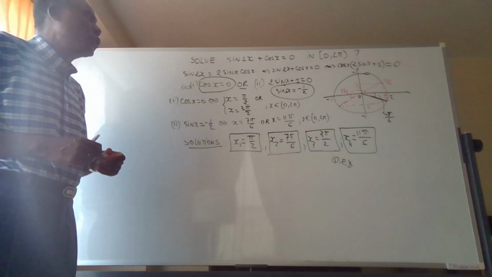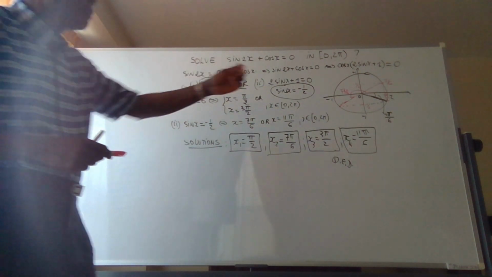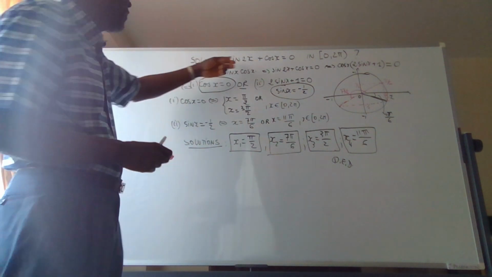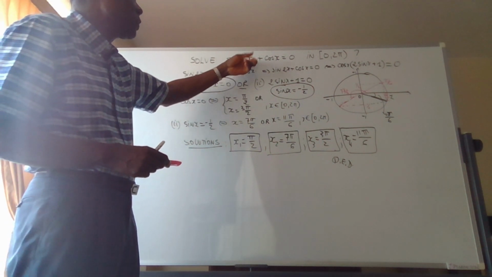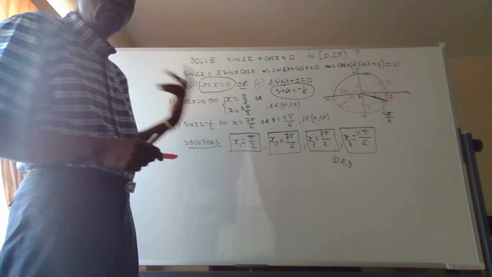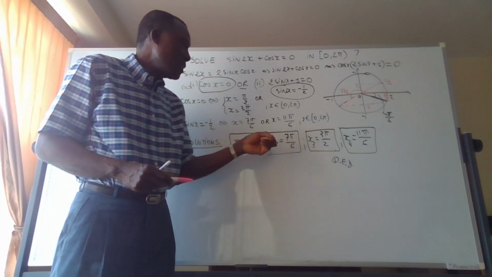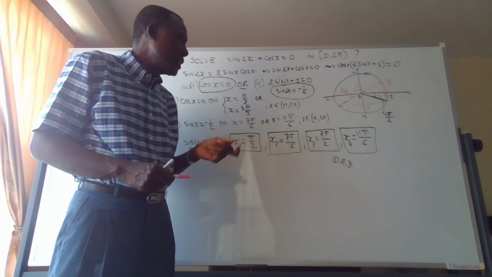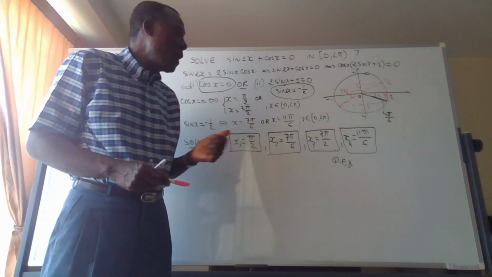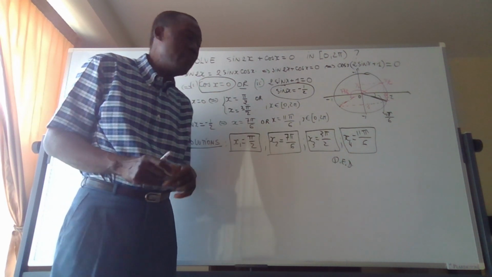So we have four values of x that satisfy this equation, sin 2x plus cos x equals 0. Those four values of x are x equals pi over 2, x equals 7 pi over 6, x equals 3 pi over 2, and x equals 11 pi over 6.